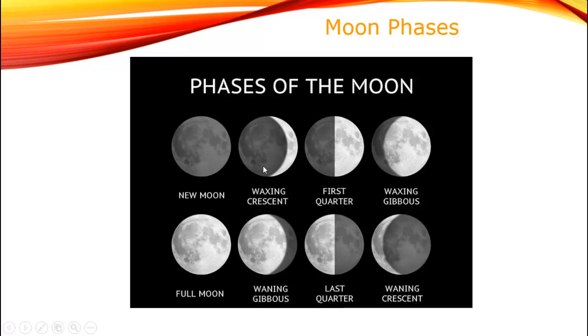The phases of the moon start from new moon, crescent, first quarter, waxing, full moon, waning, last quarter or third quarter, and crescent again. The crescent is always before and after the new moon.